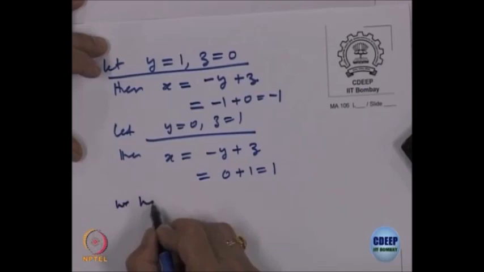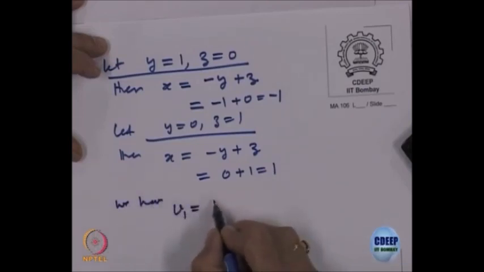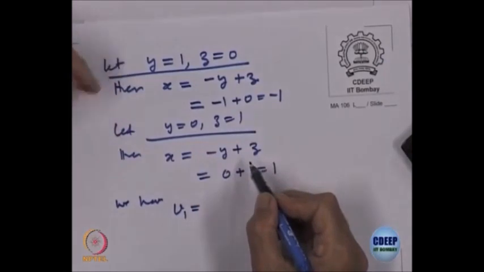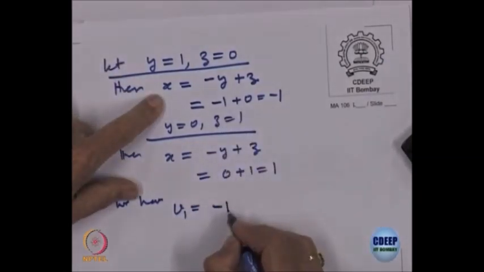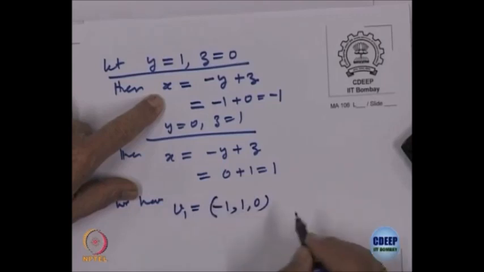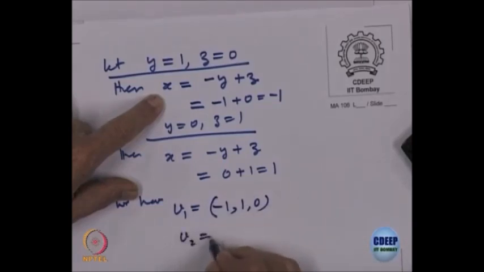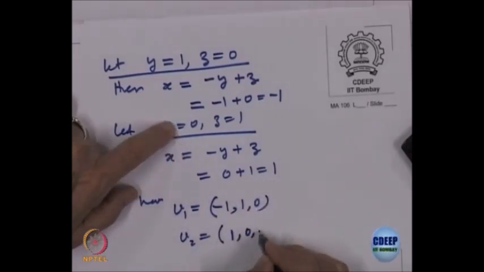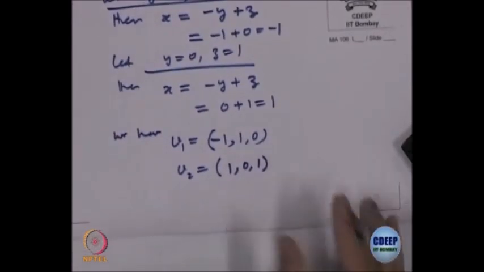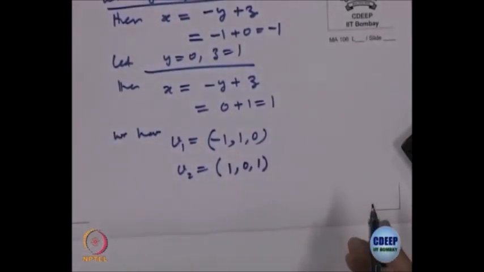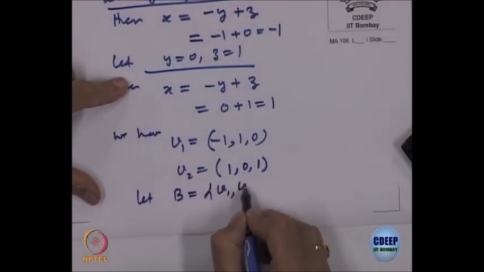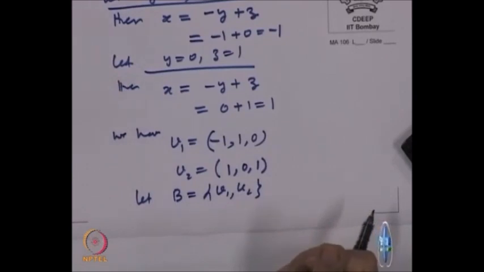So, we have V 1. What is V 1? We got y equal to 0, x equal to minus 1, z equal to 1. So, minus 1, 1 and 0, that is one solution. The second solution is V 2, we got x equal to 1, y equal to 0, z equal to 1. I got two solutions, right. So, let us form the set, let B be the set {V 1, V 2}.